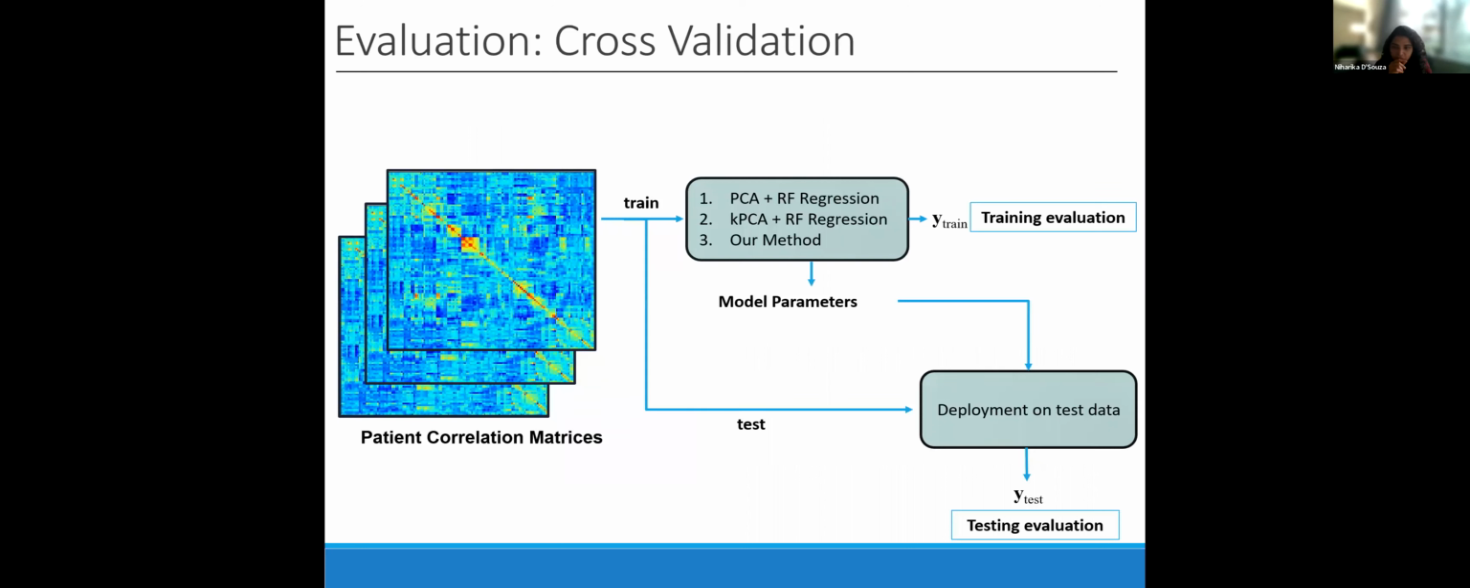So we perform a k-fold cross-validation for our methods and the baselines, where we train the model on a percentage split of the data and estimate the model parameters, which in our case are the hidden variables in the model, and test on the unseen patients. Here we compare against two separate machine learning baselines. The first performs linear dimensionality reduction, followed by random forest regression. The second is a nonlinear dimensionality reduction followed by random forest regression. Both baselines emulate the pipelined approaches that were mentioned in the introductory slides.